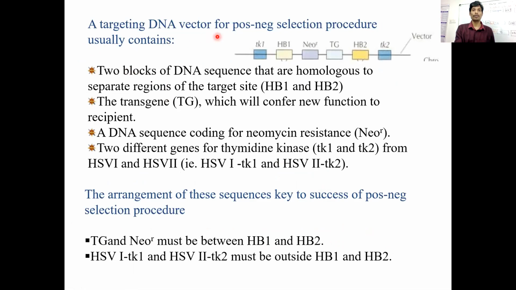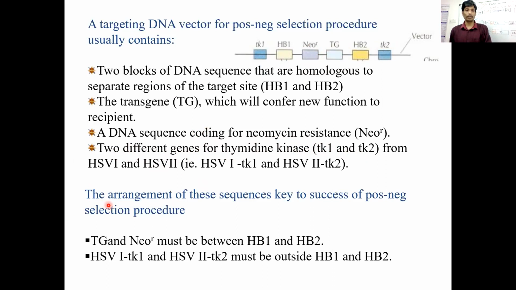So the targeting DNA vector for positive selection procedure usually has two blocks of DNA sequence that are homologous to the separate regions of the target site. So homologous block 1 and homologous block 2. So neomycin resistant cassette and transgene. These two must be present in between the homologous block 1 and 2. So thymidine kinase 1 and 2 must be outside of the homologous blocks. A DNA sequence coding for the neomycin resistant gene, and two genes which are thymidine kinases from HSV1 and HSV2. This is the virus we have taken.